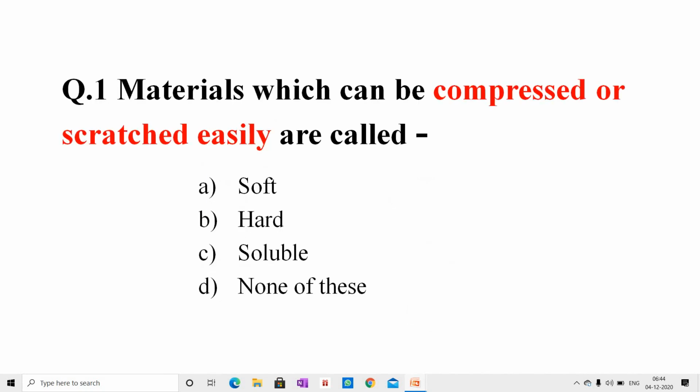Question number 1. Materials which can be compressed or scratched easily are called. Option A, soft. Option B, hard. Option C, soluble. Option D, none of these. And the correct answer is option A, soft.